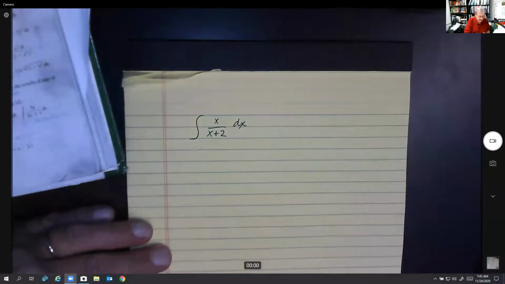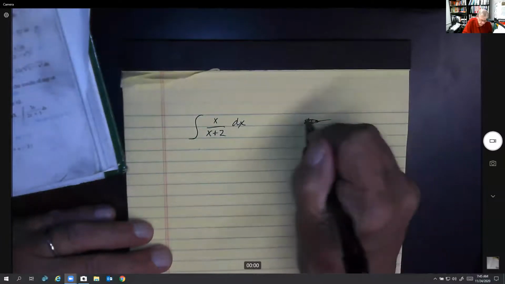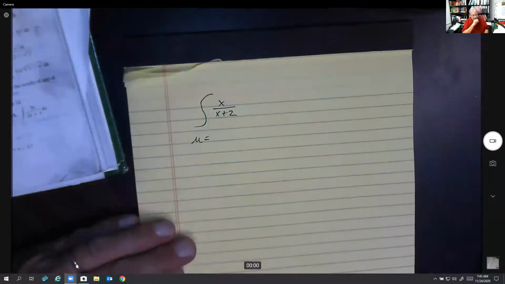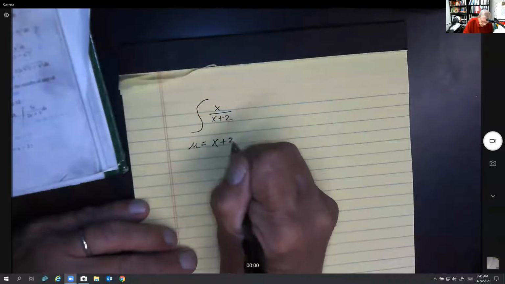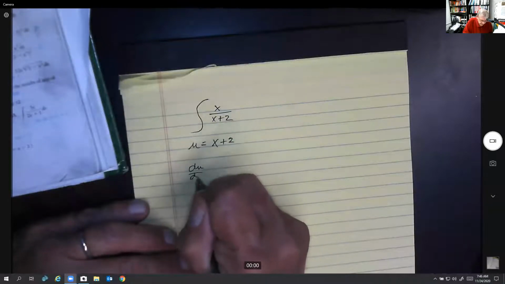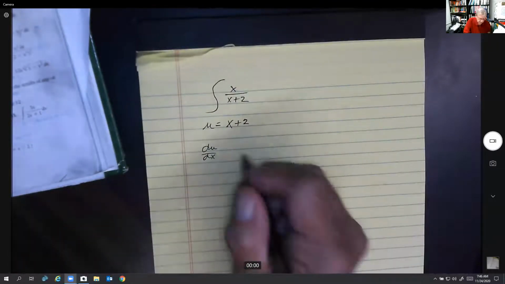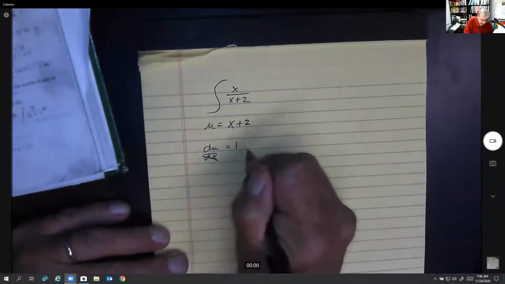So we're trying to solve this thing. Let's put our u here. What would you think u would equal? X plus 2. So what's du over dx? Let's see, the derivative. That would be 1 plus 0. So that would be 1 dx.